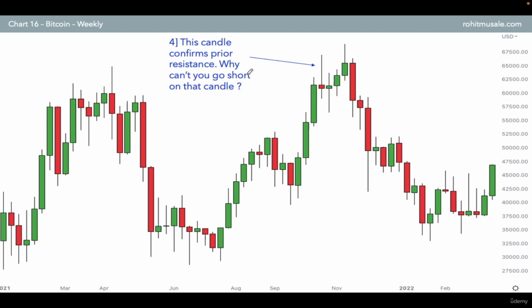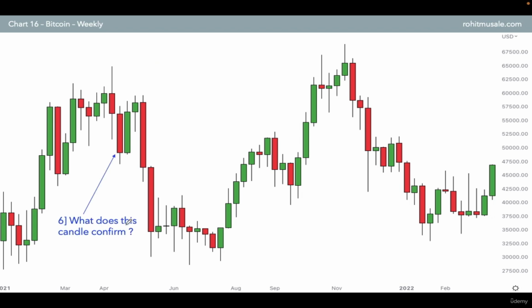Number 4, this candle confirms prior resistance. Why can't you go short on that candle? Okay, it confirms this resistance, that is fine, but look at the lower shadow. It's not a shooting star. Number 5, this candle has long upper and lower shadows. Does it still complete any pattern? Why? Of course, this candle completes a bearish engulfing pattern. And for the bearish engulfing pattern, the shadows do not matter. That is the reason why it is still completing that pattern.